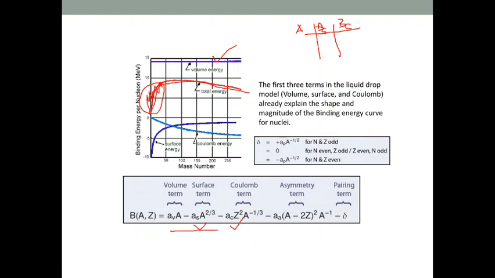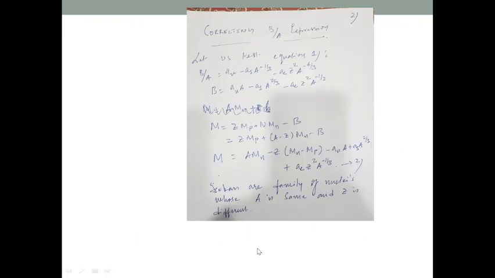A_V minus A_S minus A_C. Right now, forget about this. I will talk about this later. So these are the terms for the binding energy: volume term, surface term, and the Coulomb term. And the shape is reproduced, so this expression is okay. But later on we realize that as we keep testing it, there is some problem. Let's see what is the problem.